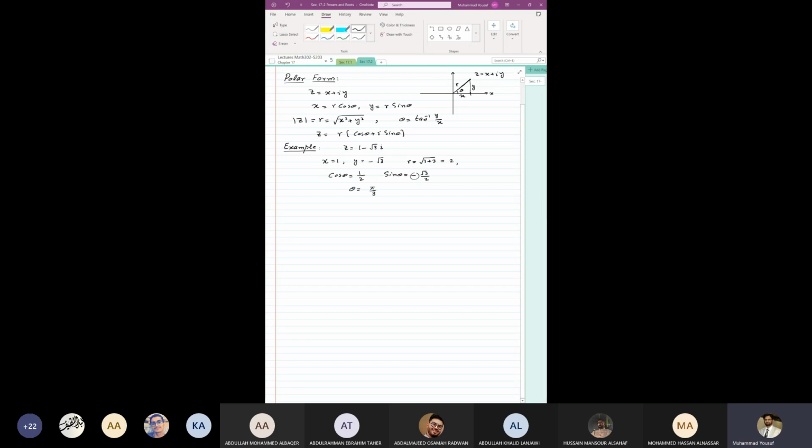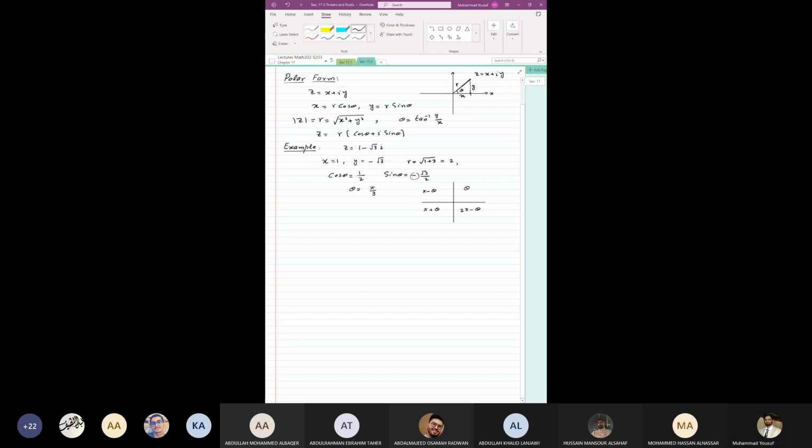After this, once we are done with this one, if we are in quadrant number 1, whatever theta is, we will take that theta. In quadrant number 2, we will do what? Pi minus theta. In quadrant 3, we will do what? Pi plus theta. In quadrant 4, we will do what? 2 pi minus theta.